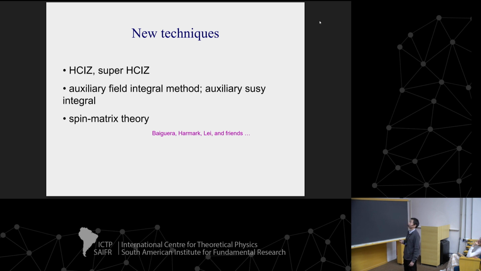Let me briefly summarize some new techniques involved or used in the calculation of the coherent states. One technique is the HCIZ and the super HCIZ integrals. Another technique is the auxiliary field integral and auxiliary SUSY integral. This SUSY is in the auxiliary bosonic and fermionic variables. Another interesting technique is the spin matrix theory, which takes a low temperature limit to include near BPS excitations.